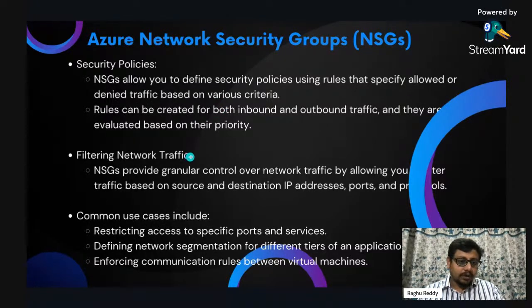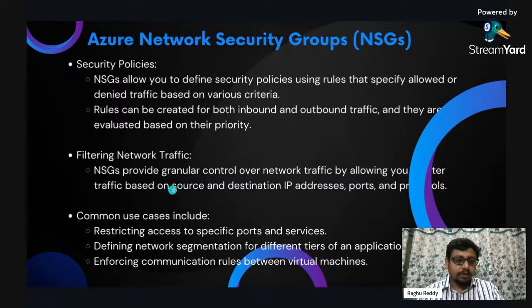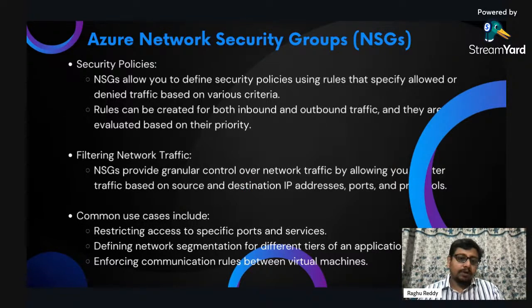And filtering. NSG provides granular control over network traffic by allowing you to filter traffic based on source. That's more interesting. So say traffic coming from an XYZ region, or China, or Japan. That's a source, and the destination is your virtual machine. So you can manage this traffic in and out based upon your requirement or your criteria.